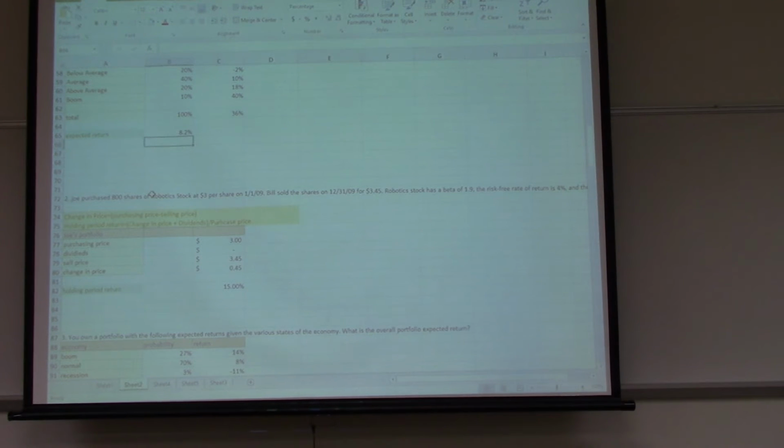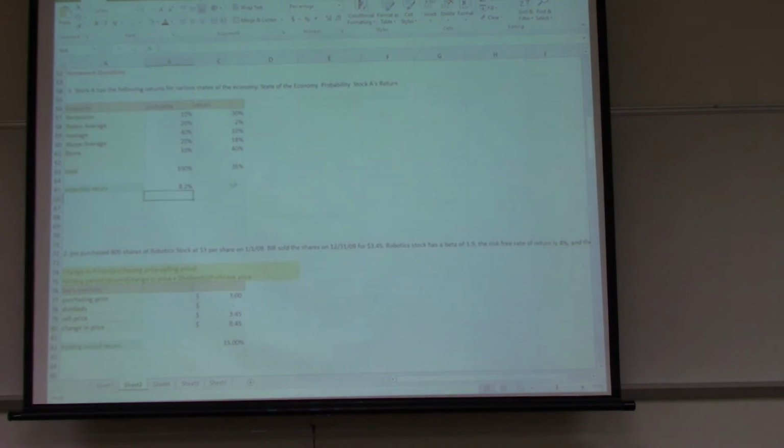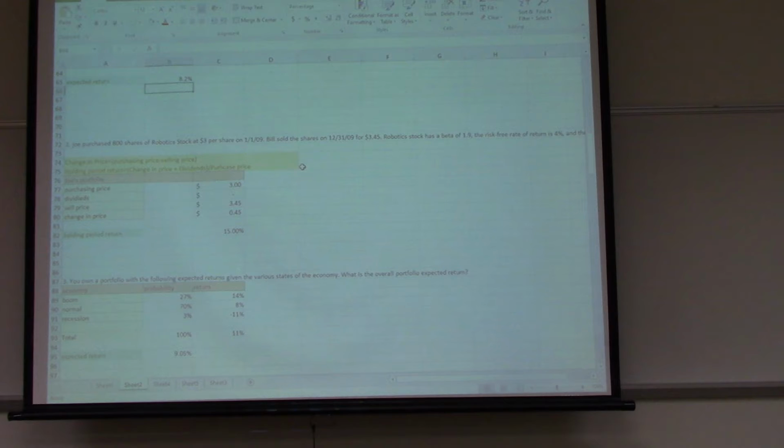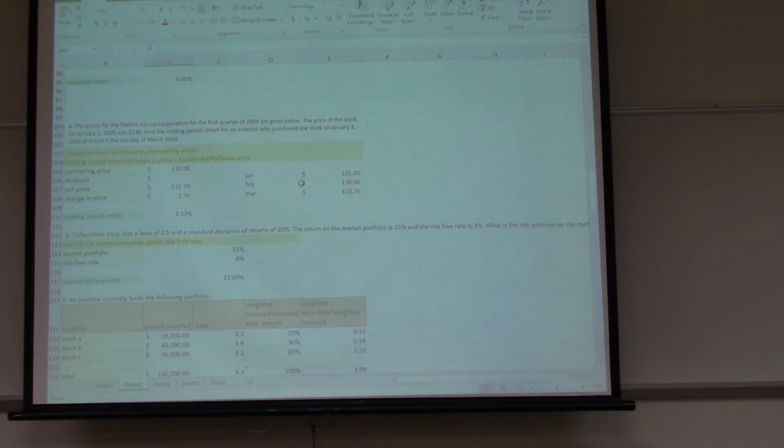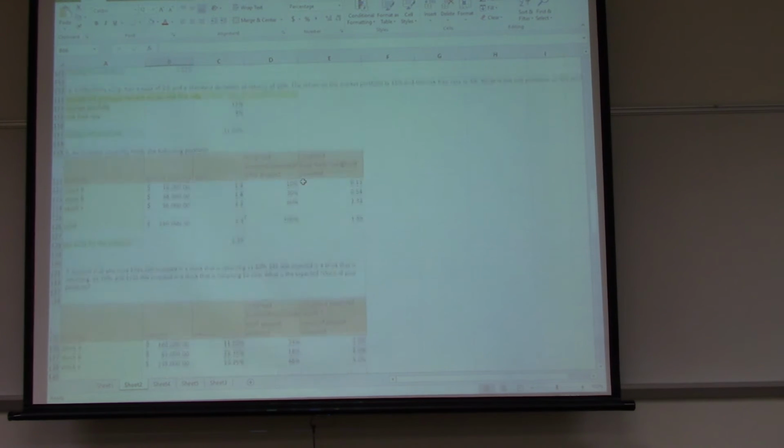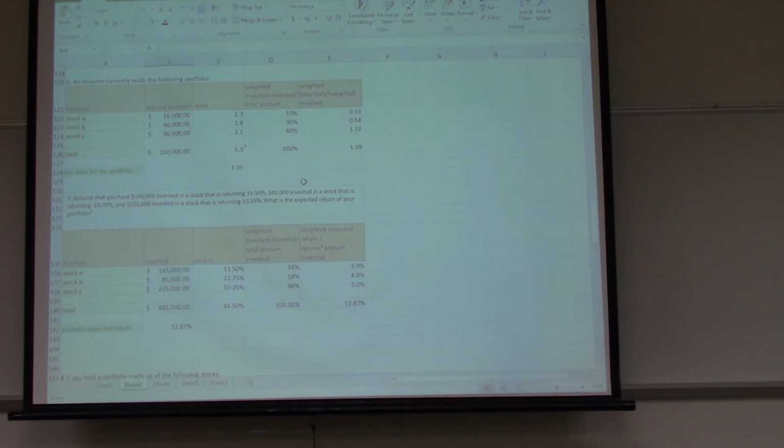Do you want me to run through it, or do you just want me to skip it? I don't think we need to do one by one. It would take too long. I guess if anyone has any specific ones that they need help with. What about Jonathan? Which one do you have trouble with? The beta one can get a little tricky. Okay, let's focus on the hard one.